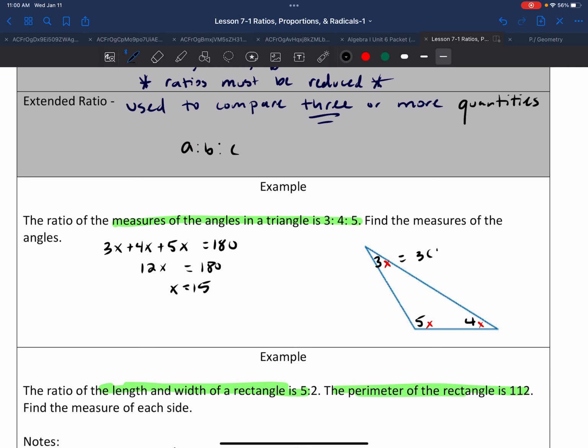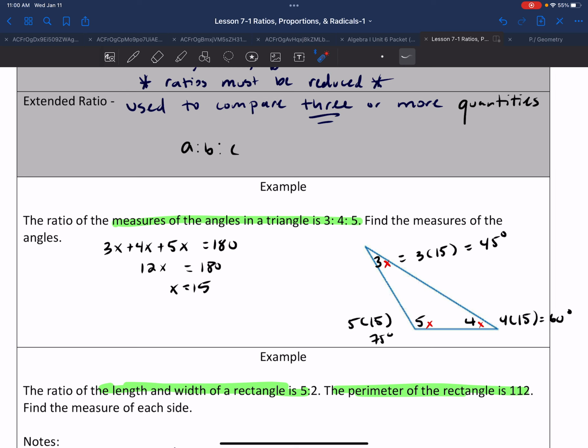3 times 15, which is going to give me 45. And over here, this is going to be what? 4 times 15, which is 60 degrees. And over here, that's going to be 5 times 15, which is 75. So if you add all these angles together, that should give you 180 degrees, right?